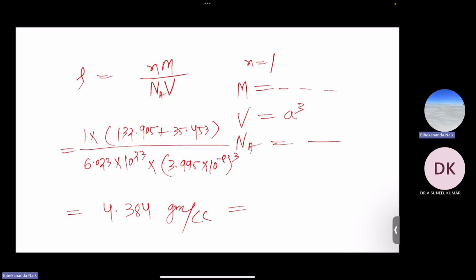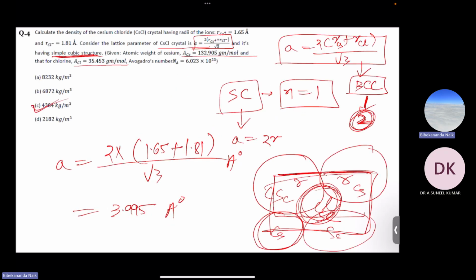And if you convert it to kg, like in the previous question, where we had divided by 1000, here we will multiply by 1000 to convert from gram per cubic centimeter to kg per meter cube. So it will be 4384 kg per meter cube. If you see the options, option C, 4384 kg per meter cube, is the correct option.